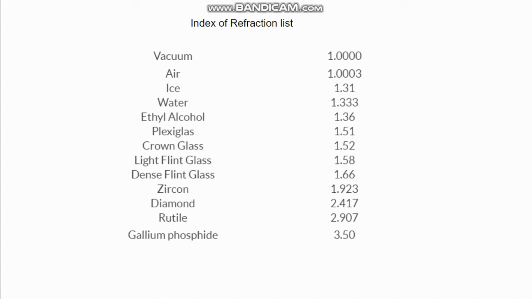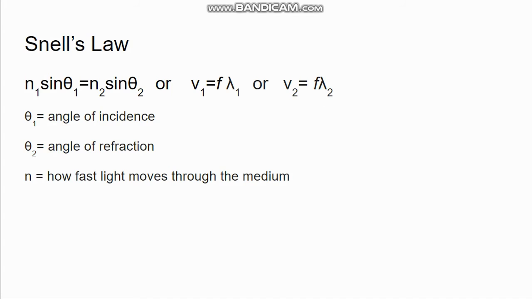And here's a list of the index of refraction for different mediums. Snell's law describes the relationship between the angle of incidence and the angle of refraction. It is n1 sine theta 1 equals n2 sine theta 2, and you can arrange that in different ways. Theta 1 is the angle of incidence, theta 2 is the angle of refraction, and n is how fast light moves through that medium.